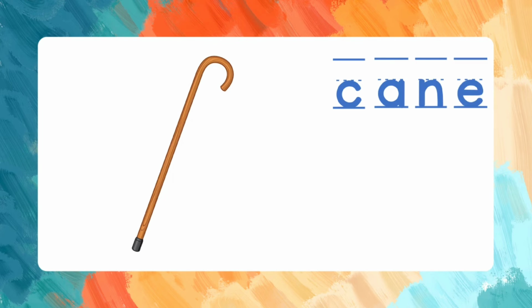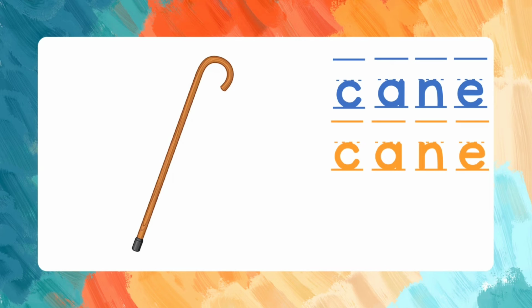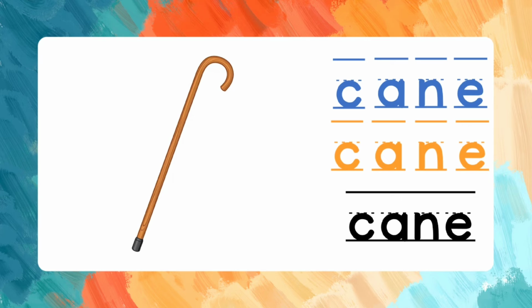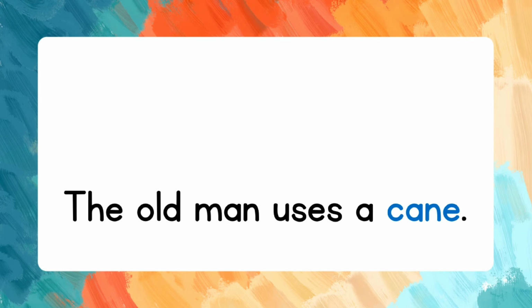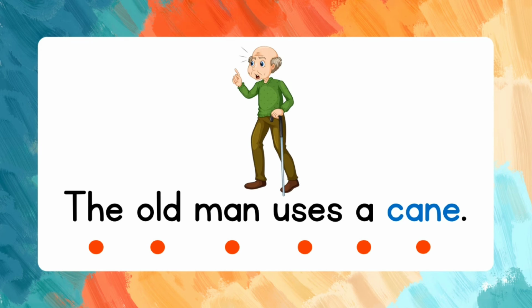Cane. C-A-N-E. Let's spell the word one more time. C-A-N-E. Cane. Now let's read the sentence. The old man uses a cane. The old man uses a cane.